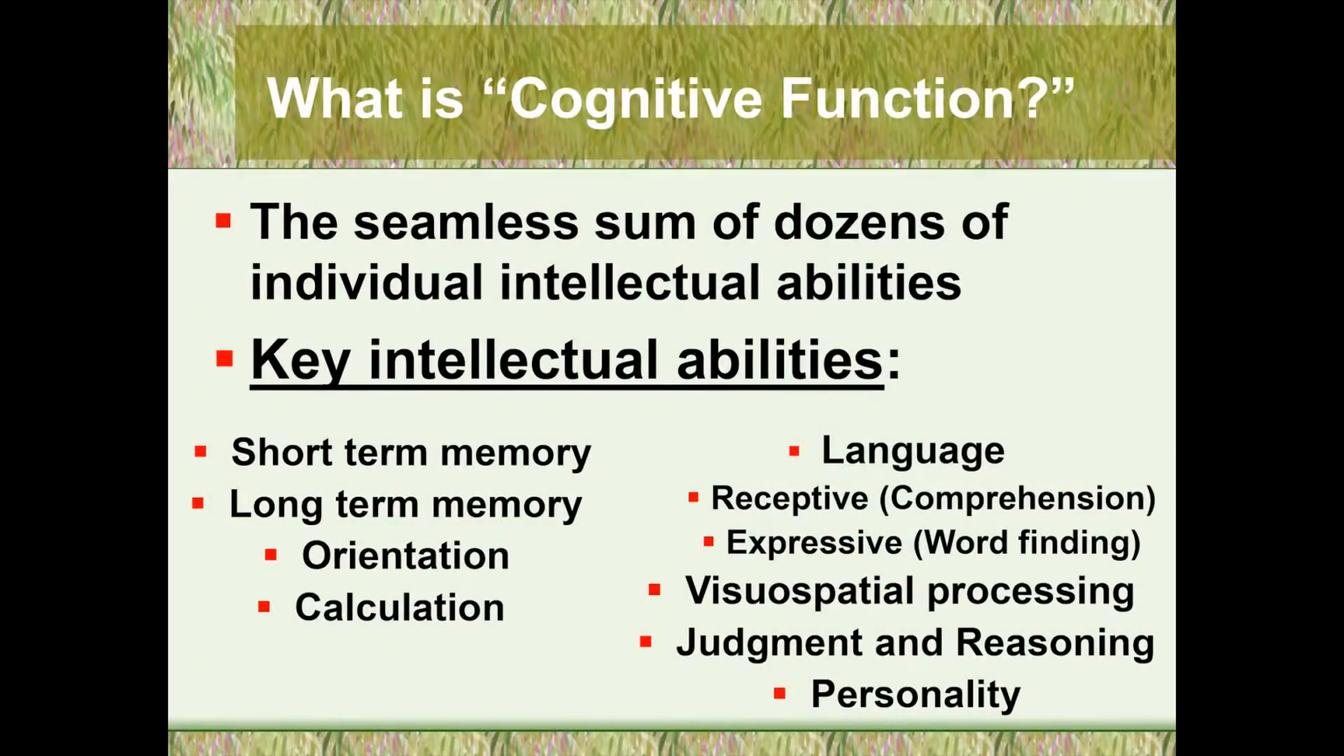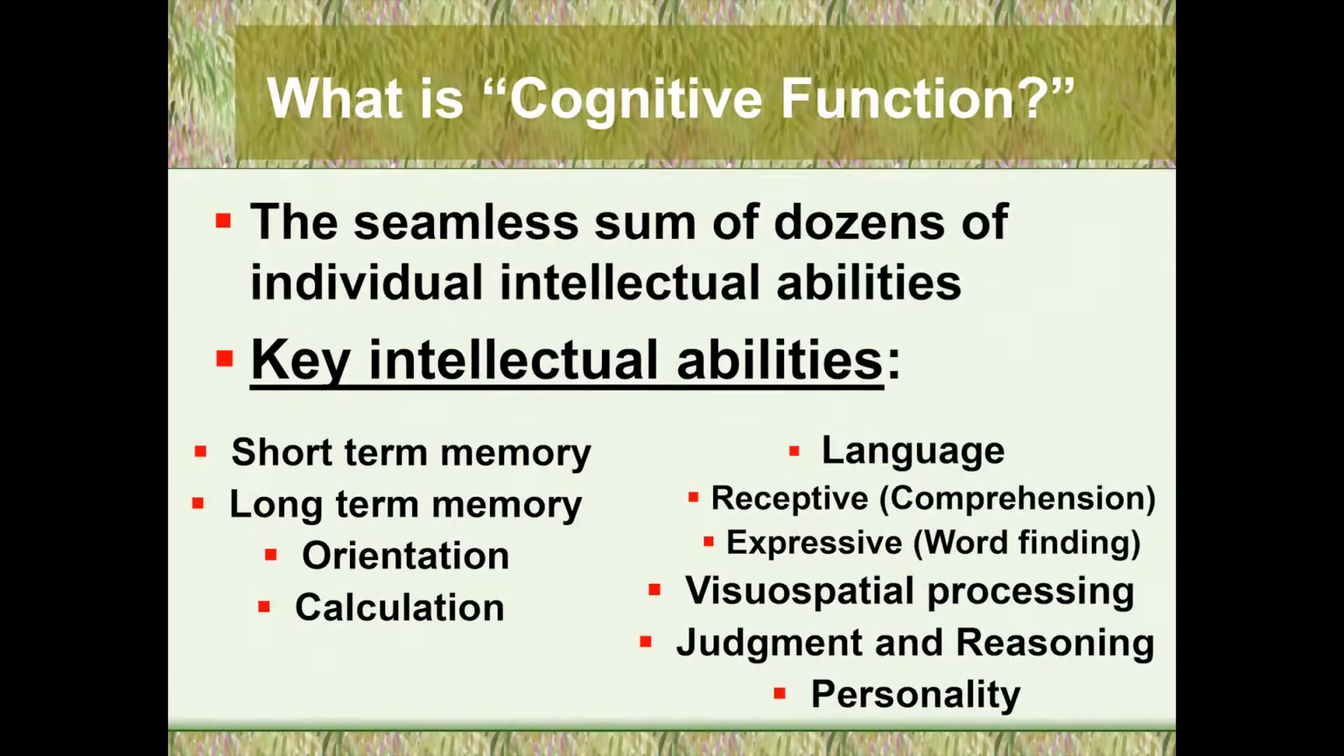You can also have problems in judgment and reasoning. Very difficult for me as an evaluator to objectify, but that's really where these delusions occur about financial abuse, judgment and reasoning. And finally, personality itself can be changed. So all of these things together, when they're working well, we don't think about them, but when we start to have impairment, you really can affect your daily functional abilities.